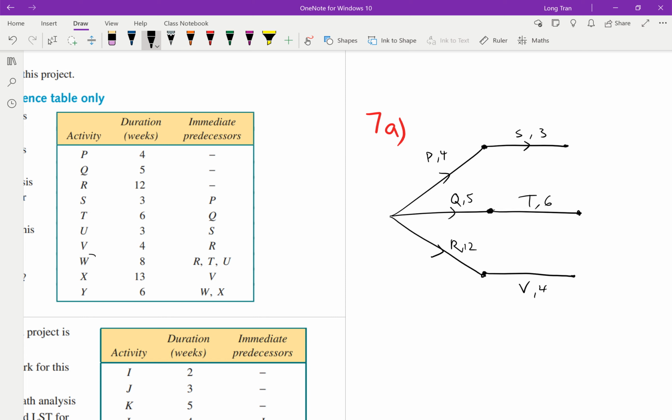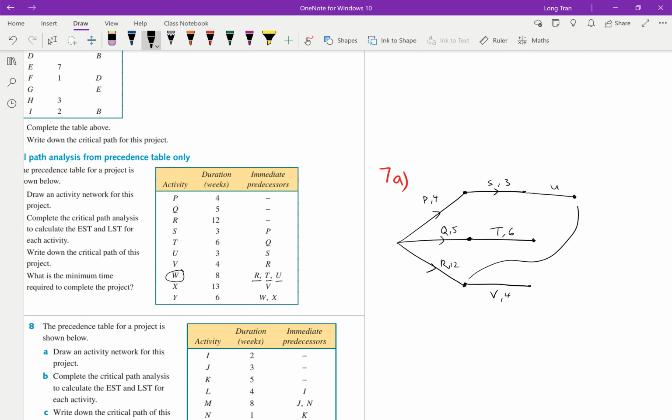But then ironically, W is connected to R, T, and U. How is it connected to R, T, and U? So U comes out of S. So this point has to connect with both R and then T. Oh, okay. In that case, then you can probably draw it like this. Say this is W. Then you could probably connect these two. So U's there. T was always going straight.